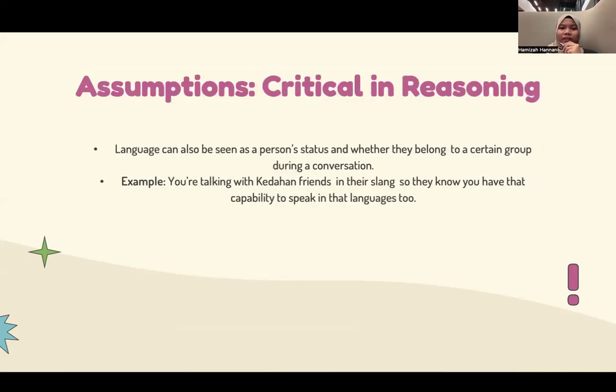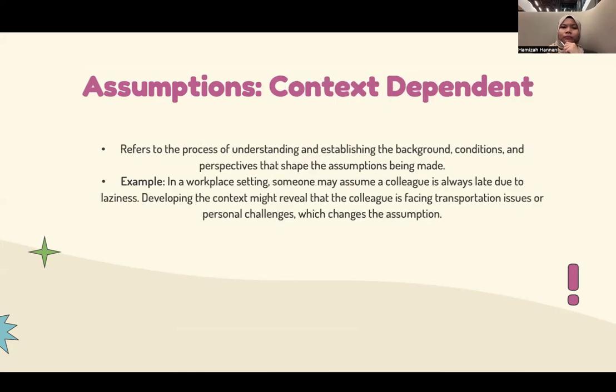So critical reasoning assumptions is that language can also be seen as a person's status and whether they belong to a certain group during a conversation. For example, you are talking with your Kedahan friends in their slang, even though you are a Kuala Lumpur or city girl. So when you do that, they know that you have the capability to speak in that language too.